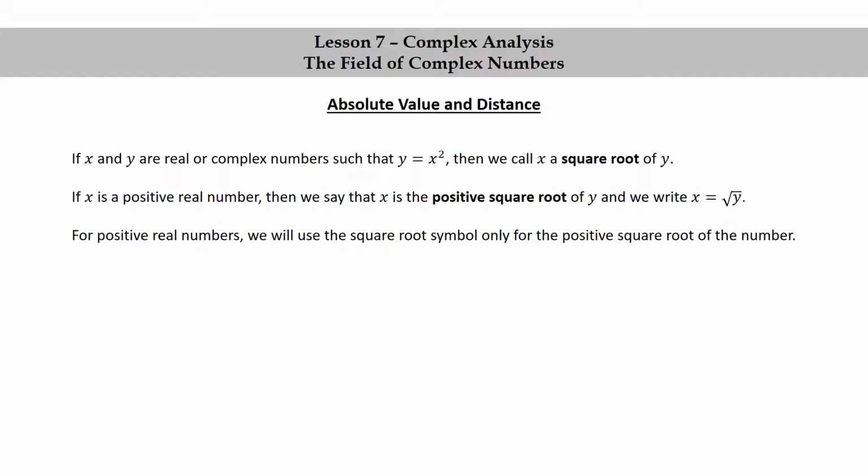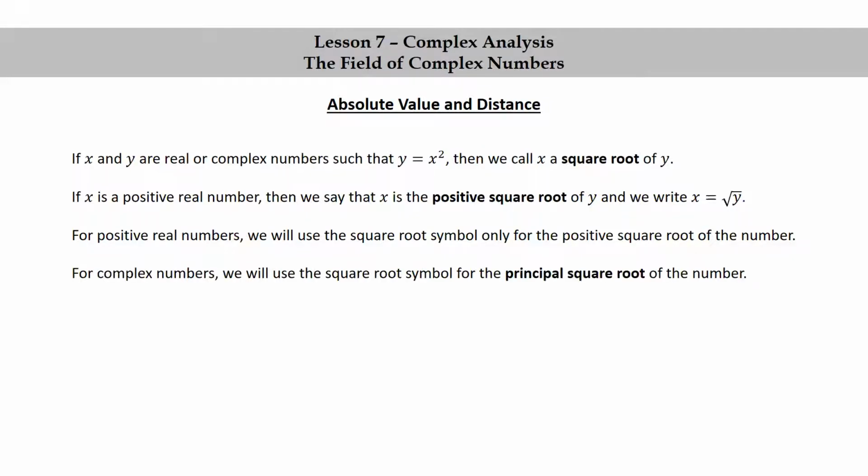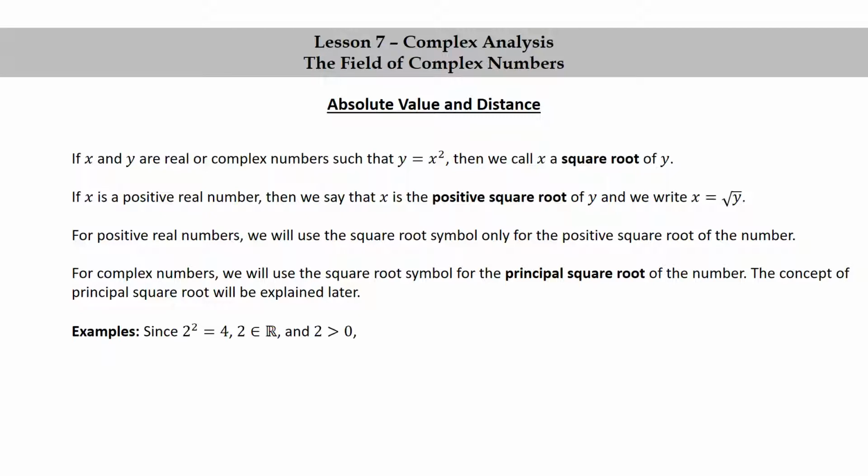For positive real numbers, we will use the square root symbol only for the positive square root of the number. For complex numbers, we'll use the square root symbol for the principal square root of the number. The concept of principal square root is not going to be discussed in this lesson. That'll be discussed in a later lesson. Let's look at some examples.